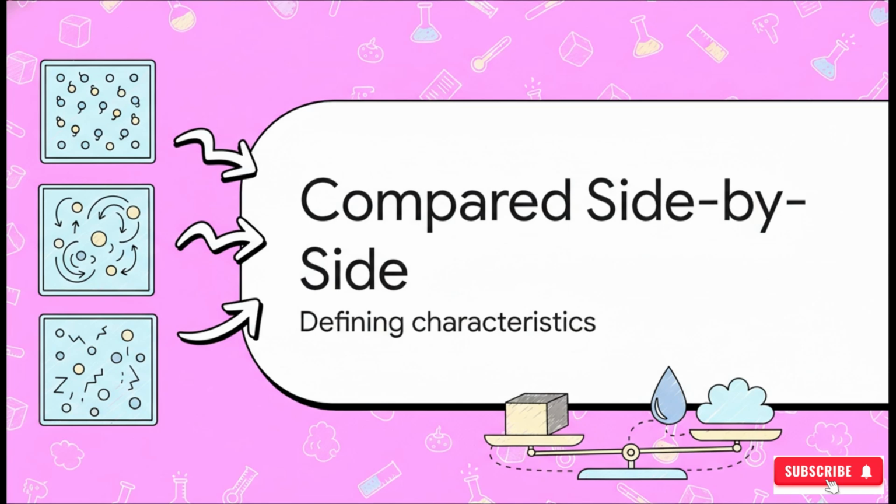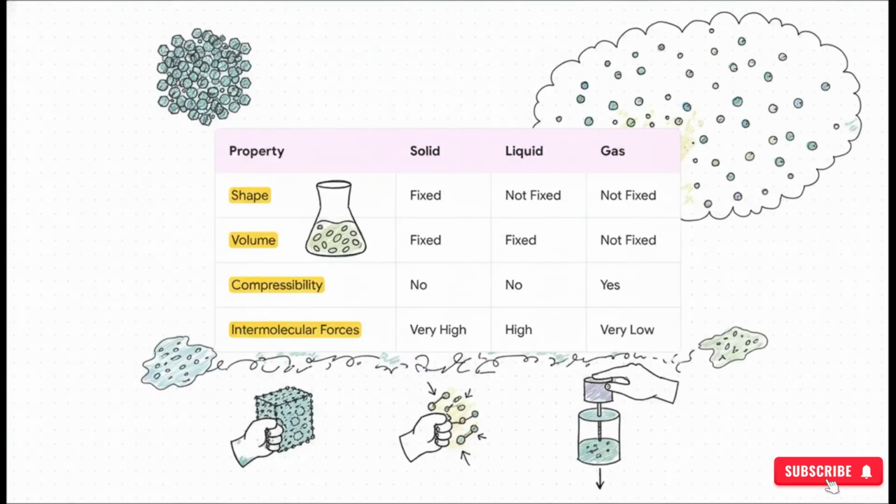So now, let's get a little more formal and put the properties of solids, liquids, and gases right next to each other to compare. This table sums it all up beautifully. Let's just walk through it. First up, shape. A solid holds its shape, right? But liquids and gases, they'll take the shape of their container. Easy enough. Next, volume. A solid and a liquid both have a fixed volume. A gas, on the other hand, has no fixed volume.